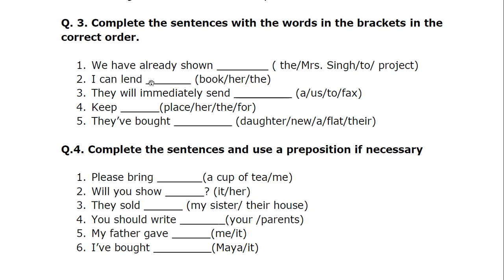Now let's see the next one. I can lend. Now no article, no preposition is there. So that means the indirect object comes first. What can you lend? That will come afterwards, last. So what are you lending? The book. So this will come last. So I can lend her. Whom are you lending comes first. Correct? Because there is no preposition here. See, here the preposition was there. So here, since there is no preposition, that is why the indirect object comes first.